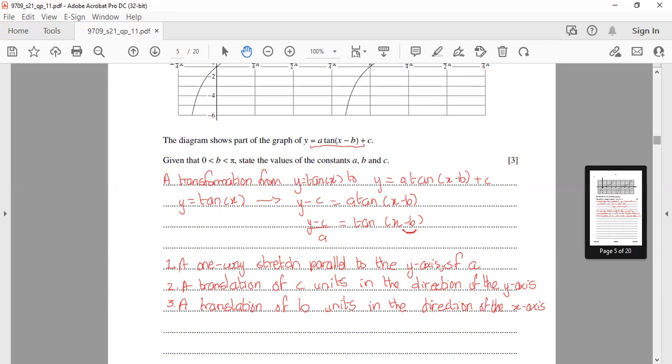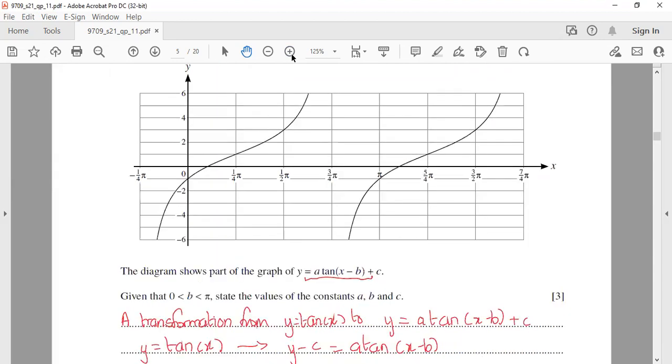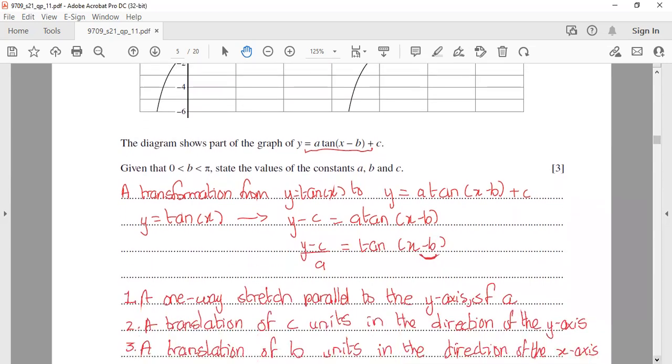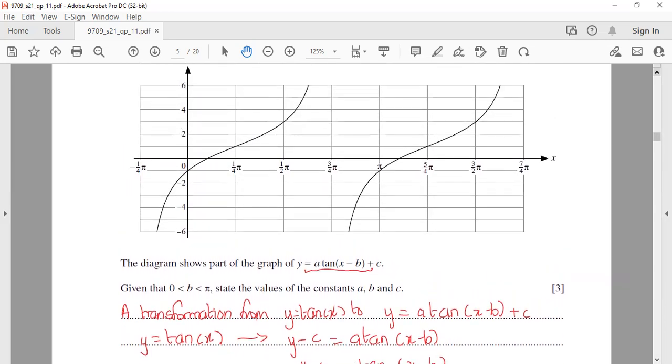Let's first compare the given graph with y is equal to a tan of x minus b plus c. Let me zoom in. If I want to find the value of c, which is the easiest, c represents a translation of c units in the direction of the y-axis.